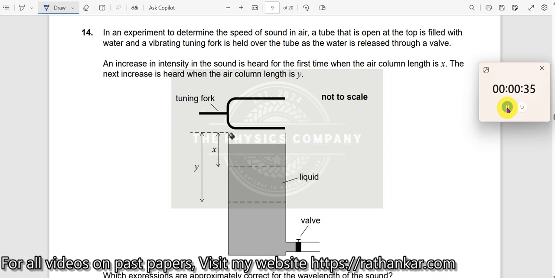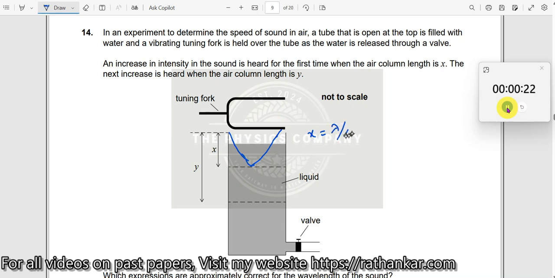First the harmonic is created, right? So this appears to be like a closed tube, so you get a harmonic like this over here. What do you mean by that? It means that this x should be equal to this distance. What is this distance? This should be equal to lambda divided by 4.